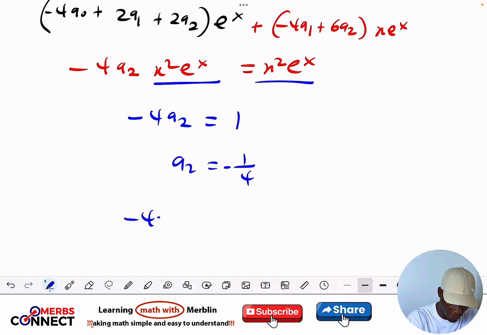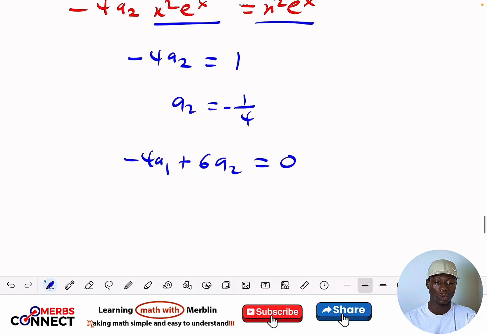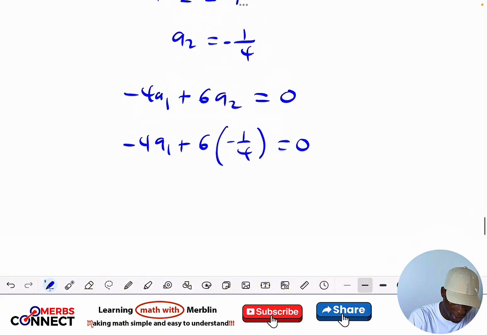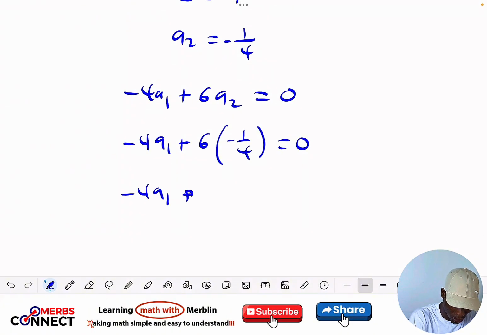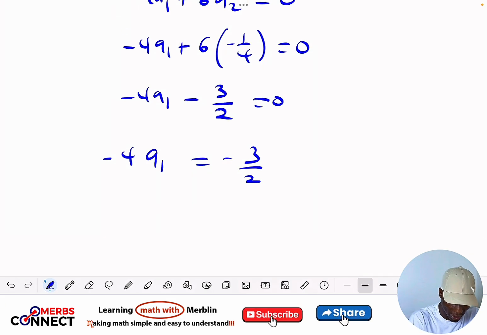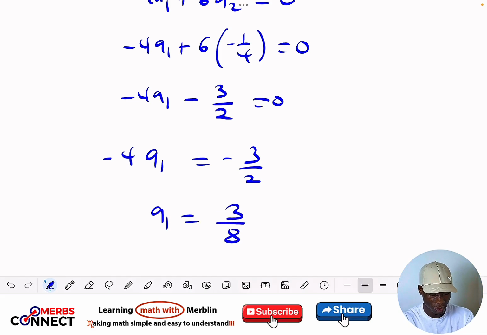So you are going to have minus 4a1 plus this is equal to 0. But we know that a2 is minus 1 over 4, so we can plug it in and then just solve it from there. So minus 4a1 plus 6 times minus 1 over 4 is equal to 0. Minus 4a1 plus minus 6 over 4, so this is 3 over 2, is equal to 0. Good. Minus 4a1 is equal to minus 3 over 2. Divide through by minus 4 and a1 should be 3 divided by 8.